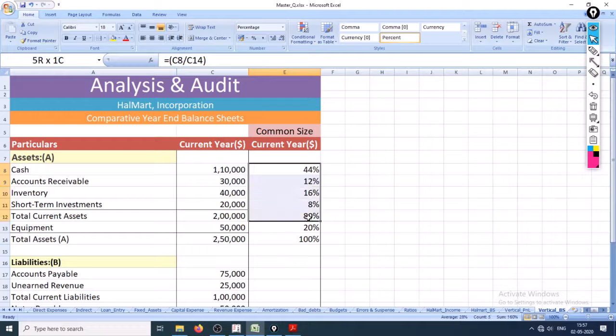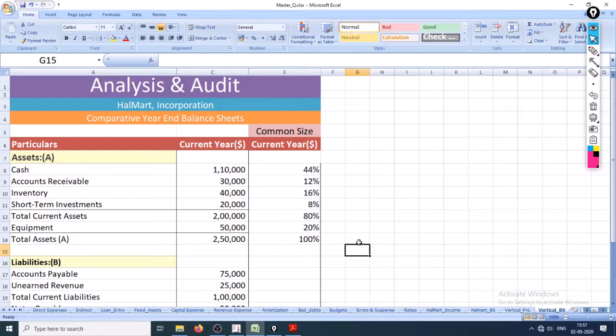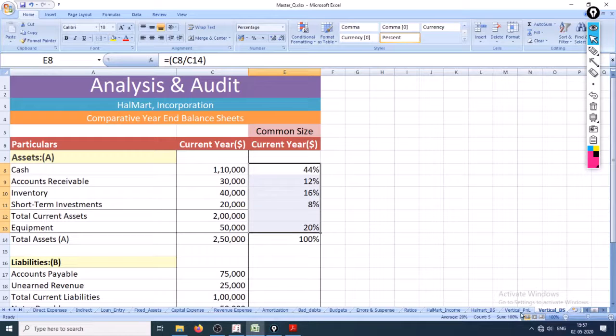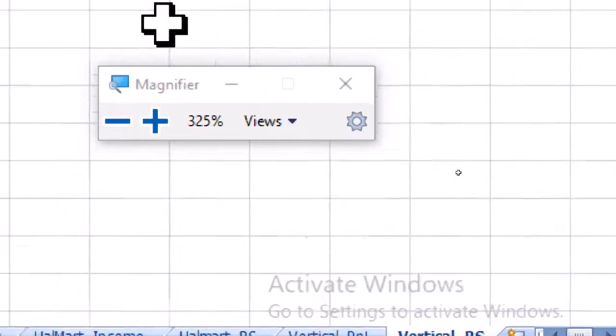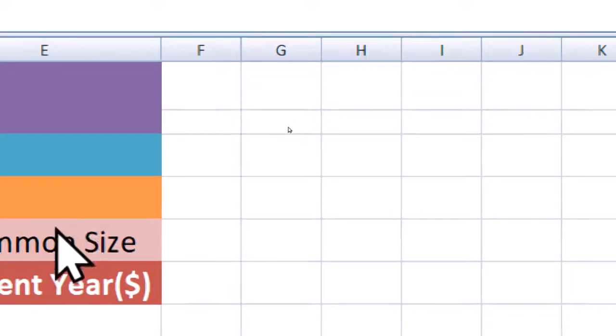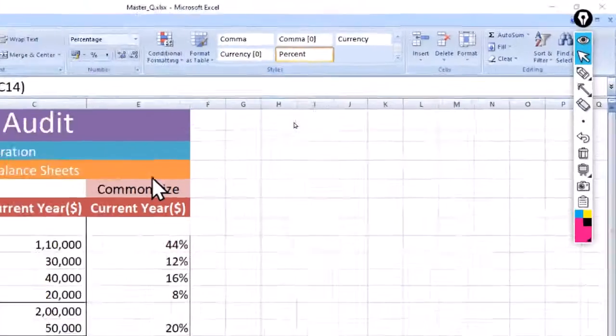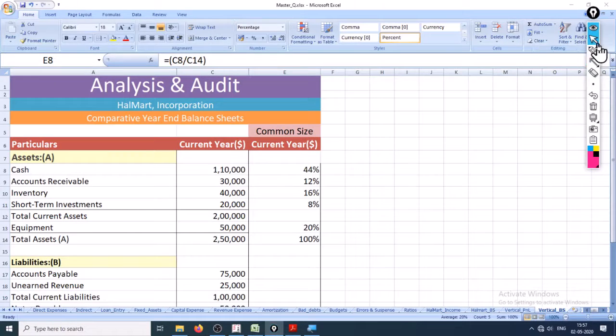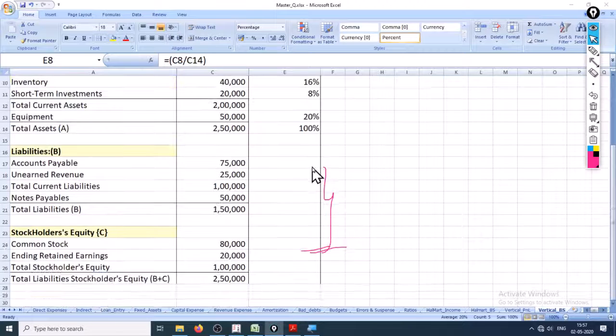So the total of this will always come to 100%. Can you see? If you cannot see, I'll show you. 100% is the sum, because we have calculated everything out of 100%. Let's not be a math geek and calculate the other ones also.